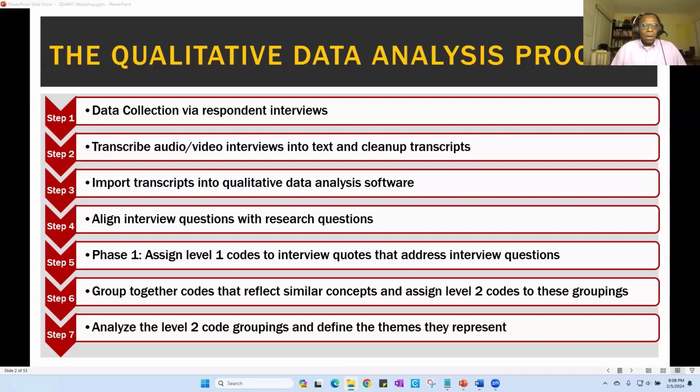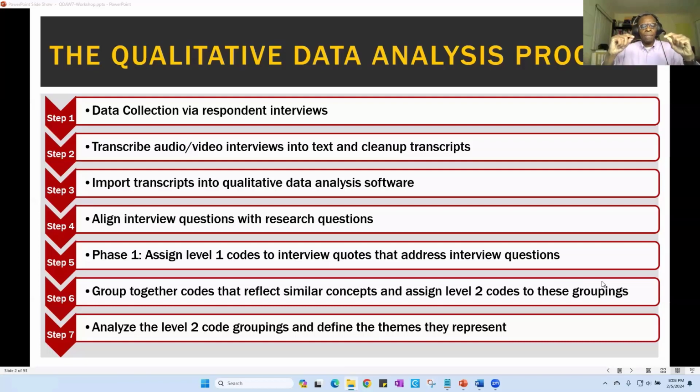All right. Now, a lot of people do things by hand, but I'm going to show you how to use a free software to code your data. So: importing your transcripts into the qualitative software, and aligning your interview questions with your research questions, because that's very important. Actually, that should have been done in your chapter 3 methodology section, right? Because you generally want your discussion guide questions or your interview questions to be aligned with your research questions.